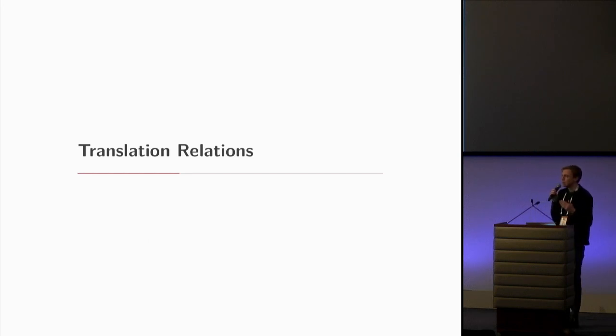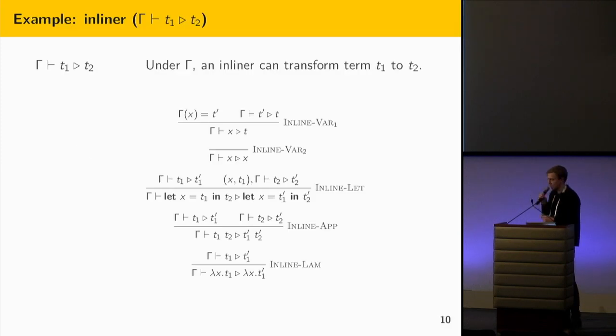Okay, so let's get back to this first step of specifying these translation relations. So again, here's an example. This is the inlining I was talking about. The judgments here look a bit like type judgments. It says under gamma, an inliner can transform term T1 to T2. In this case, gamma is not an environment of type assignments to variables, but it's basically all the let bindings that are in scope. So it maps variables to their right-hand side as they were defined at a let binding.